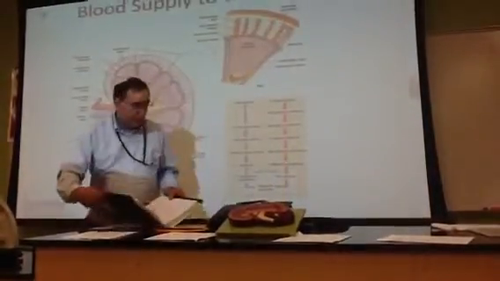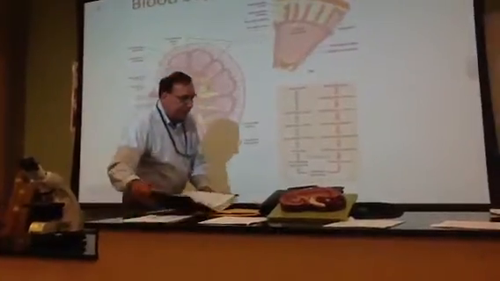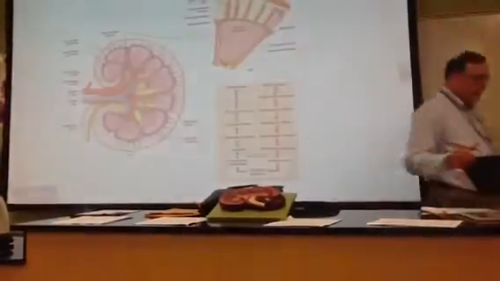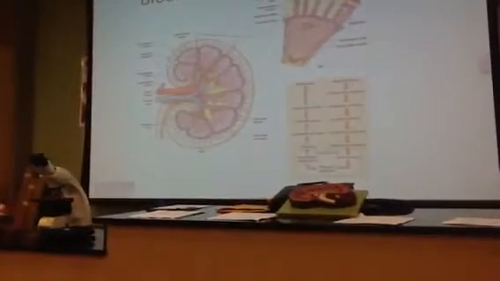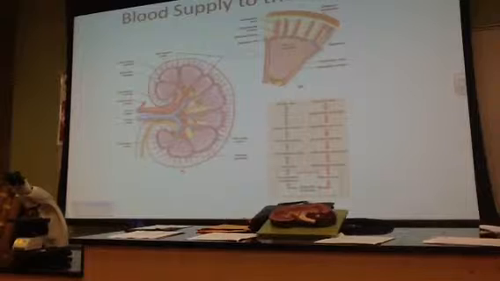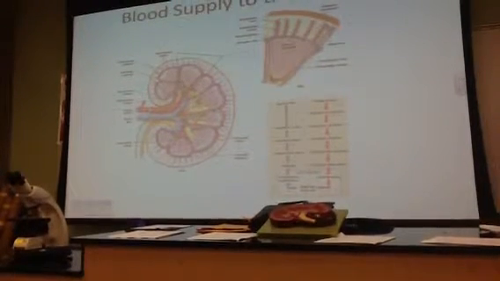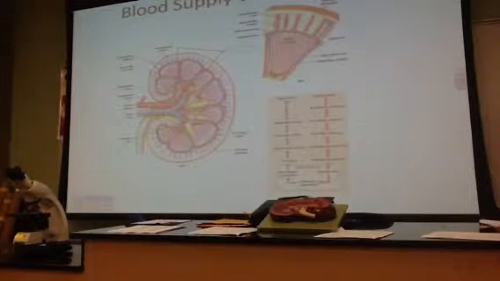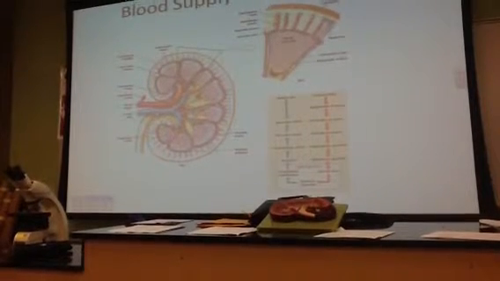If you look at your large model, it starts with the artery coming in, the renal artery, in red. And next to it is the renal vein, the blood coming out of the kidneys. The renal vein is blue.